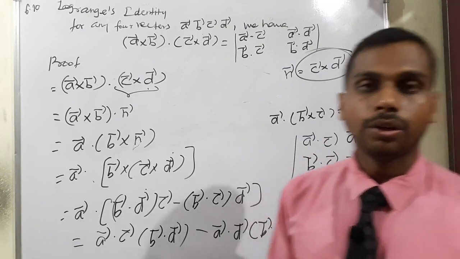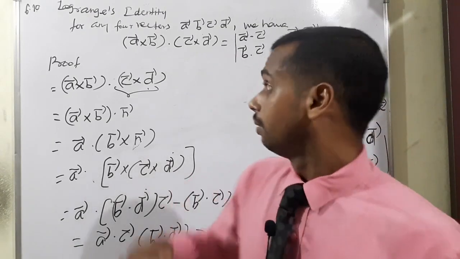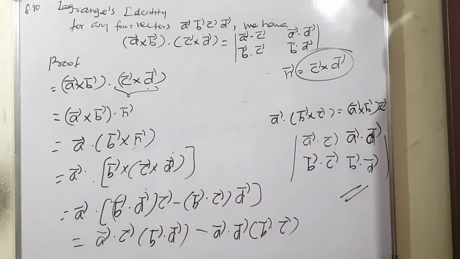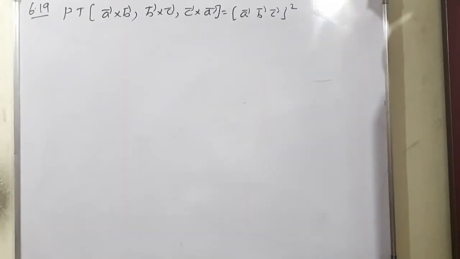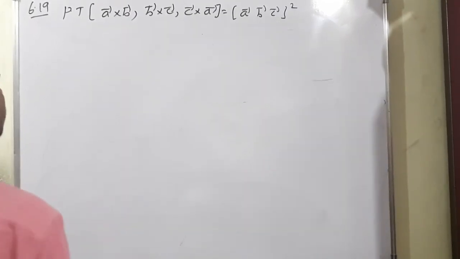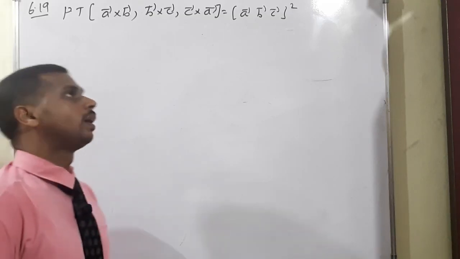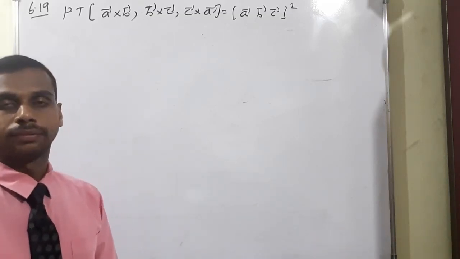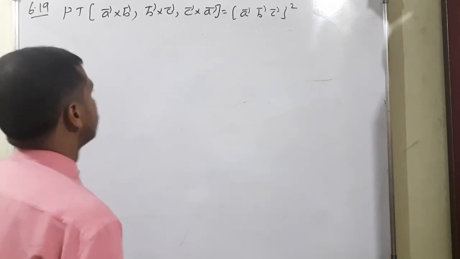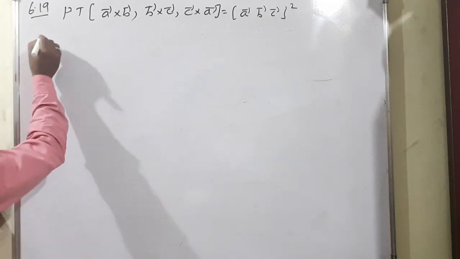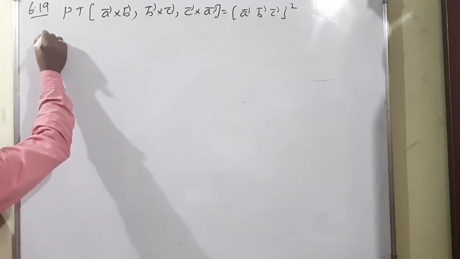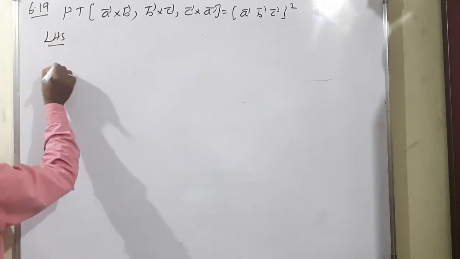Okay, I will continue the example problem. So example 6.19, the question: prove that A vector cross B vector comma B vector cross C vector comma C vector cross A vector is equal to box product A vector B vector C vector the whole square, isn't it? So this is actually theorem based. Okay, the first condition. So LHS term, what is LHS term?